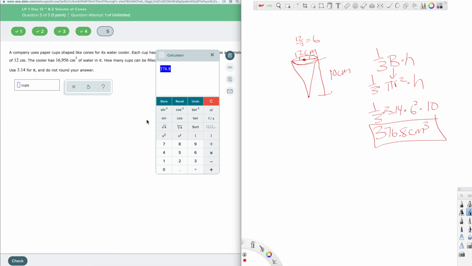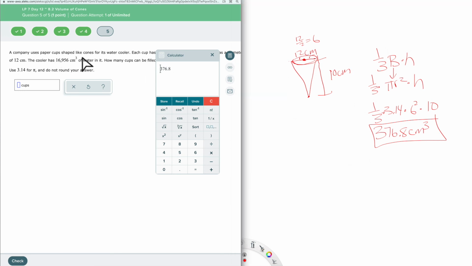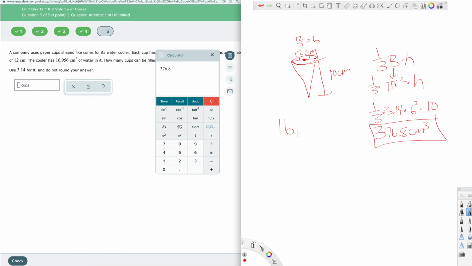So now I need to take this number here and divide this number by how much each cup holds. This is how much the total water tank holds. This is each cup. So if I divide, number one, the units are going to cancel out because they're the same unit. And I'm going to just know the number of cups it's going to take.